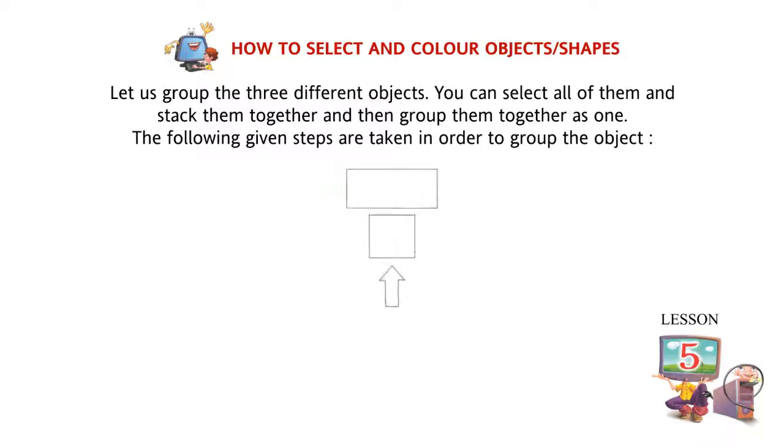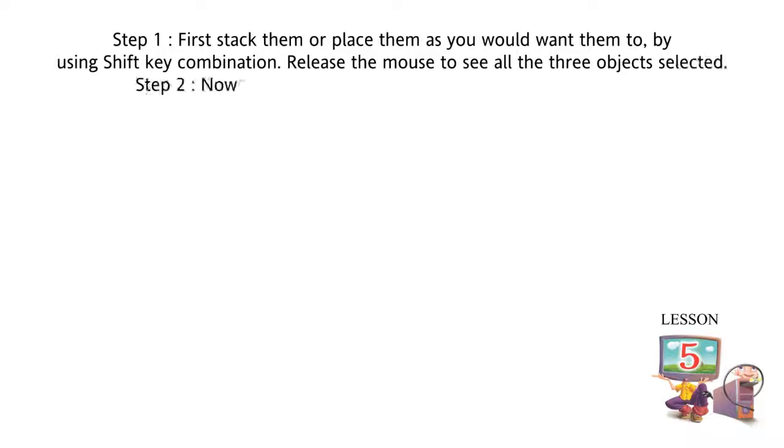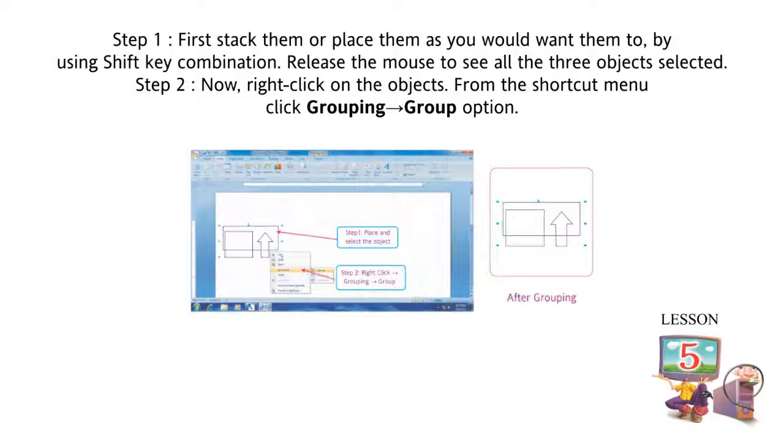Let us group the three different objects. You can select all of them and stack them together and then group them together as one. The following given steps are taken in order to group the object. Step 1. First stack them or place them as you would want them to by using Shift key combination. Release the mouse to see all the three objects selected. Step 2. Now right-click on the objects. From the shortcut menu, click Grouping, then Group option.